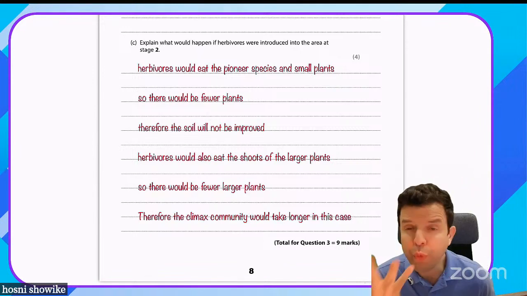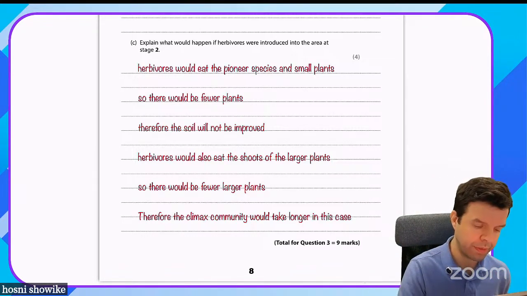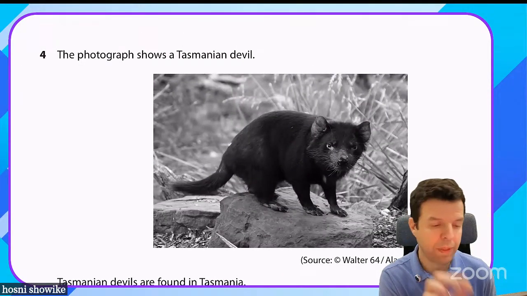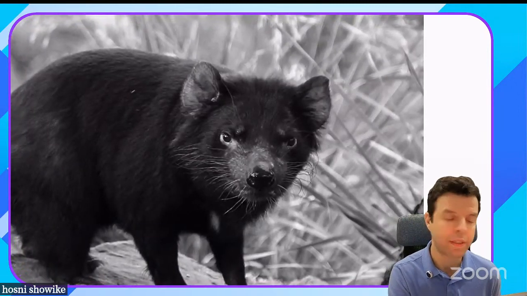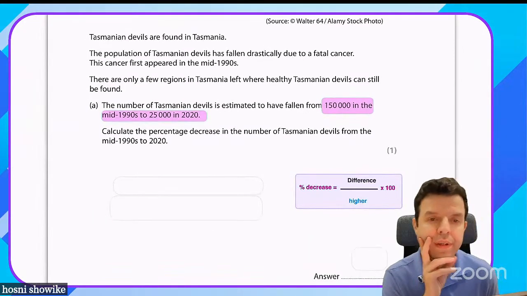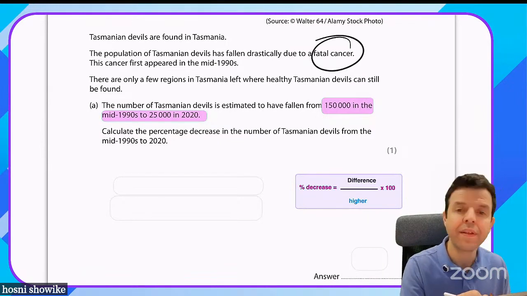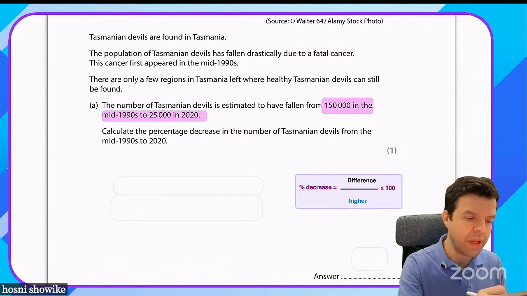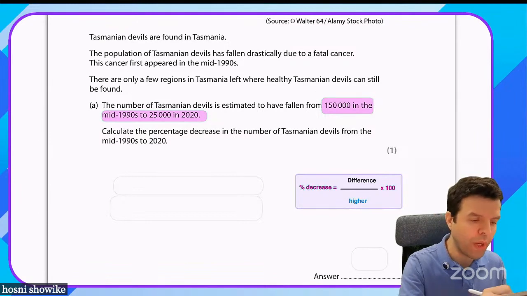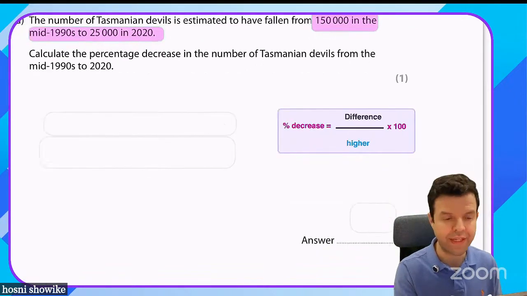My fourth question is taken from the topic of ecology. It talks about an animal. They call it the Tasmanian devil because of its looks. Look how it looks. Anyways, they said that this animal is suffering from cancer. They're saying it has some fatal cancer, and the number of them is estimated to have fallen from 150,000 all the way to 25,000. They wanted you to find the percentage decrease in their number.